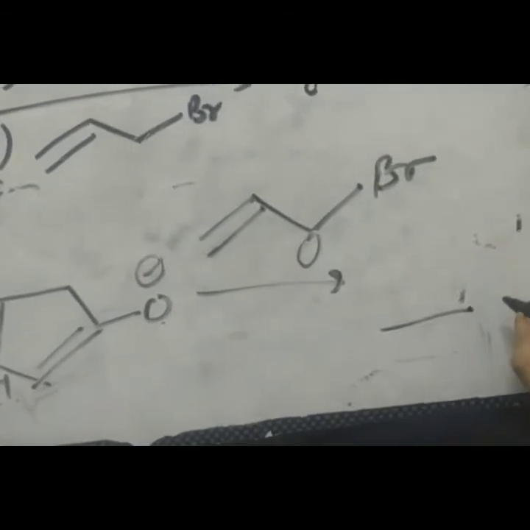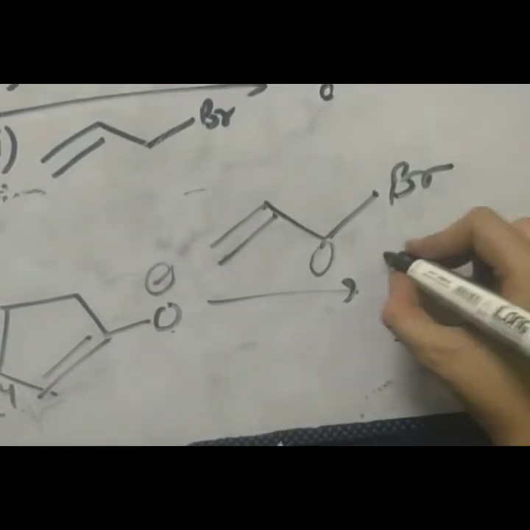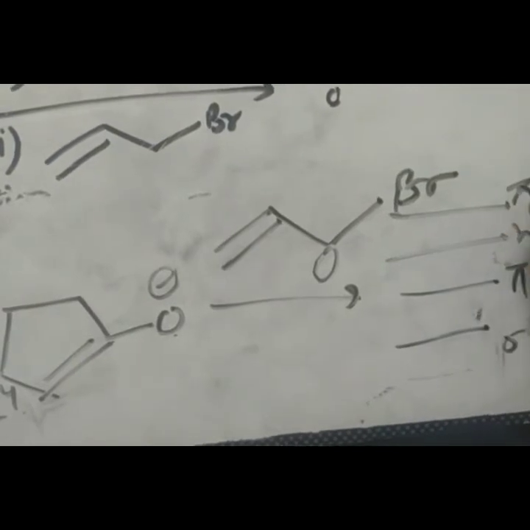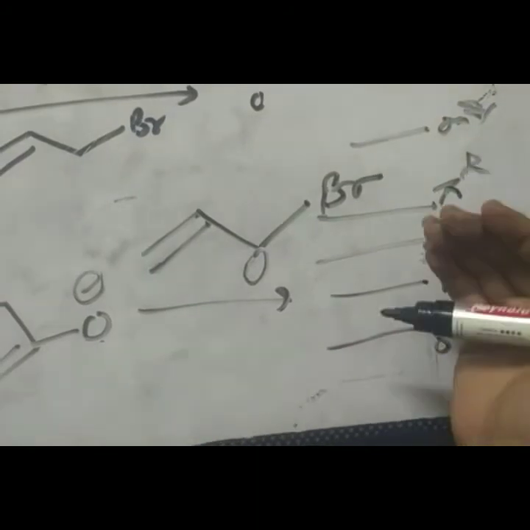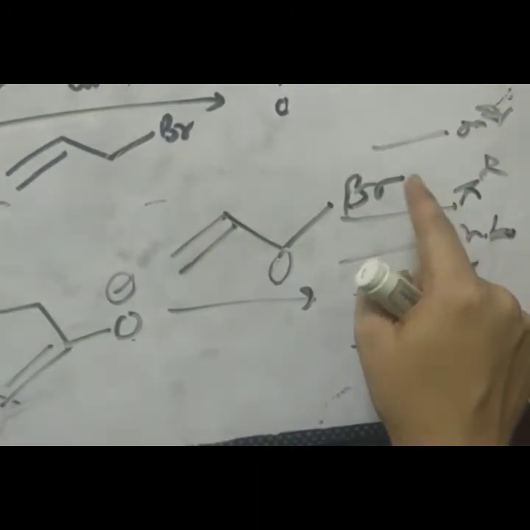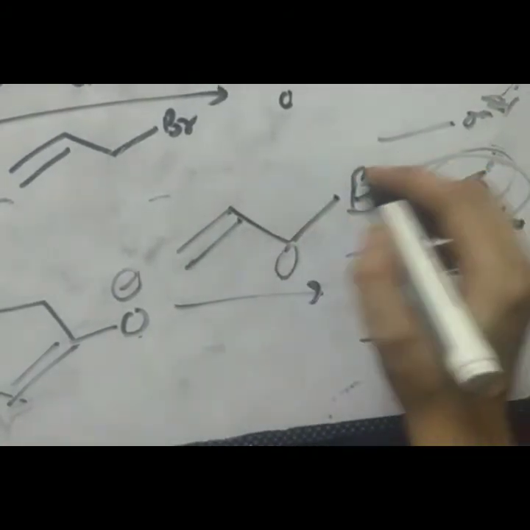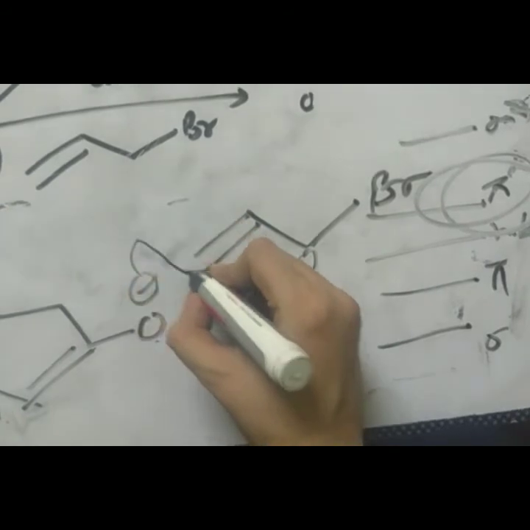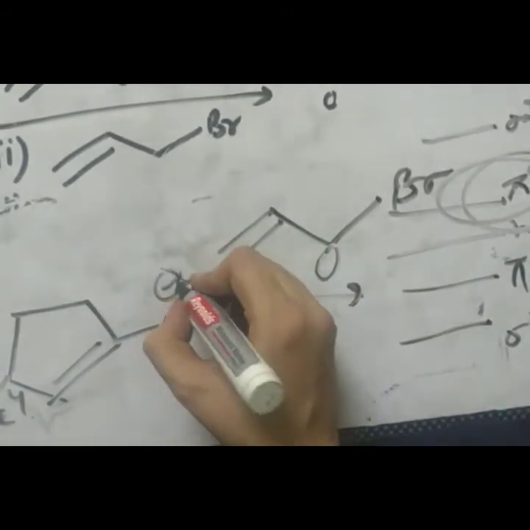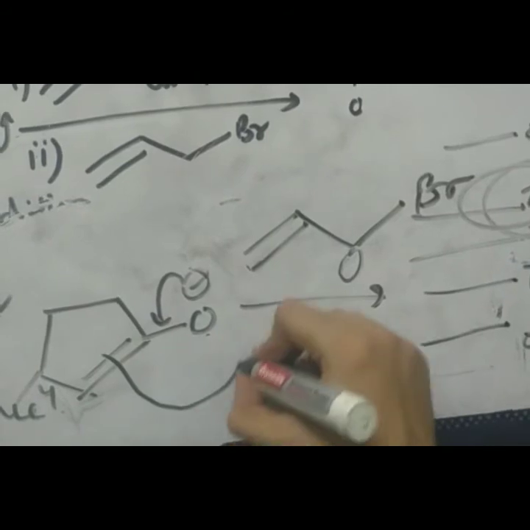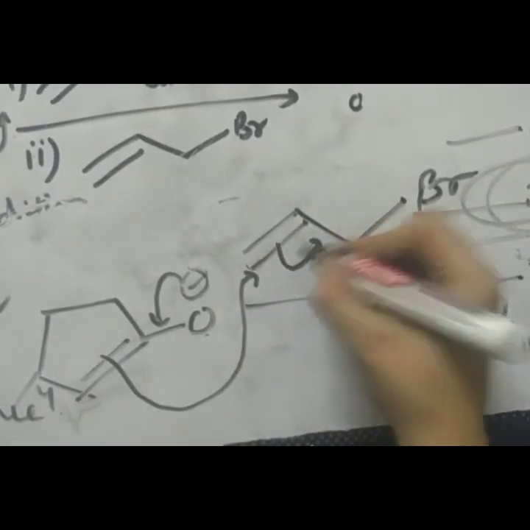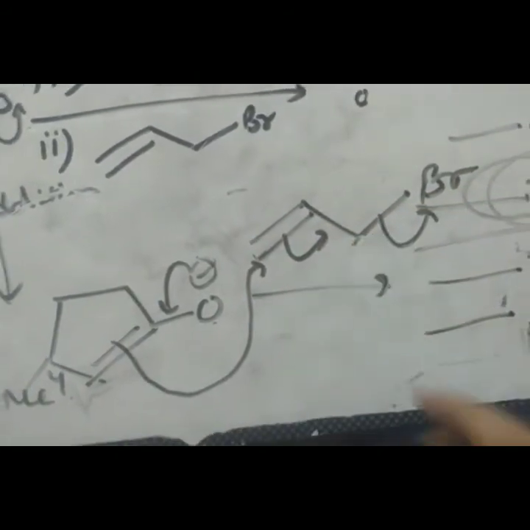So see, we have sigma, pi, non-bonding, pi antibonding, and sigma antibonding, right? Since sigma antibonding is less in energy, the nucleophile will prefer attacking pi antibonding. So see, attack will happen here. Oh sorry, not oxygen, this carbon will attack. Again, it is based on Pearson principle, and this Br will leave.